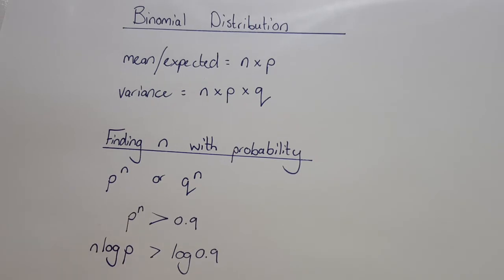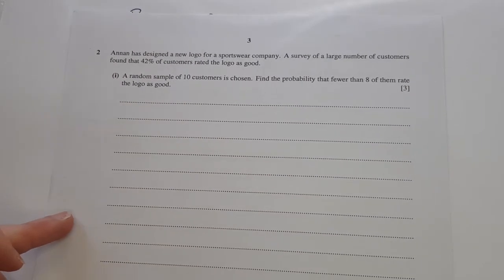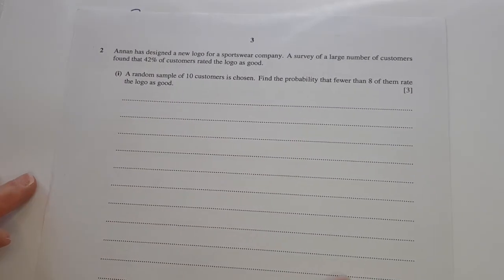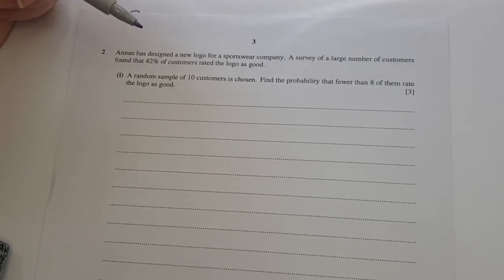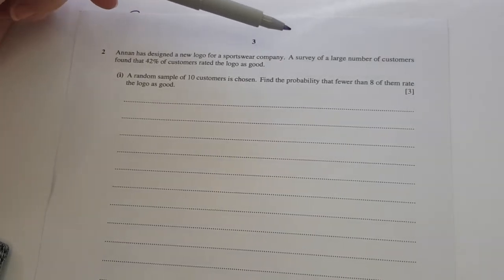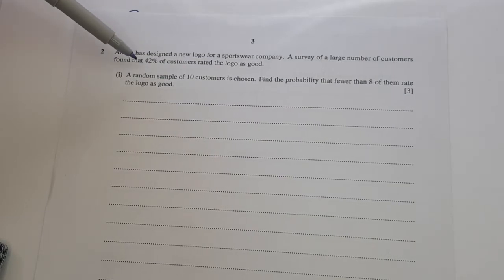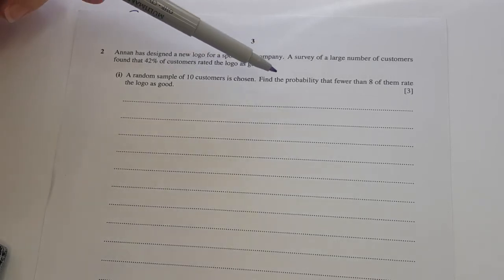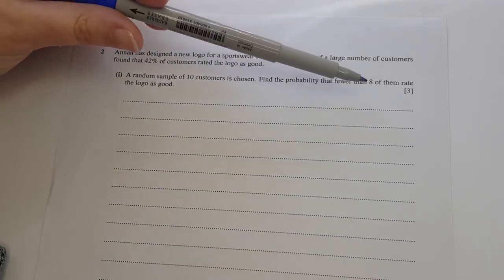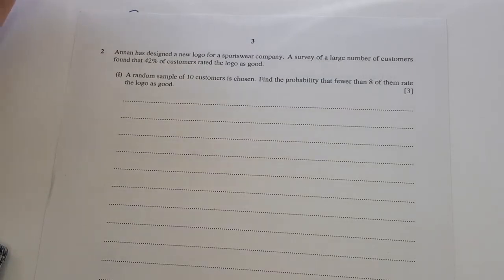So if I look at an example of an actual question, here we can do the first part as our normal binomial distribution. Anand has designed a new logo for a sportswear company, and a survey of a large number of customers found that 42% of the customers rated the logo as good. A random sample of 10 customers is chosen, and we need to find the probability that fewer than 8 of them rate the logo as good.